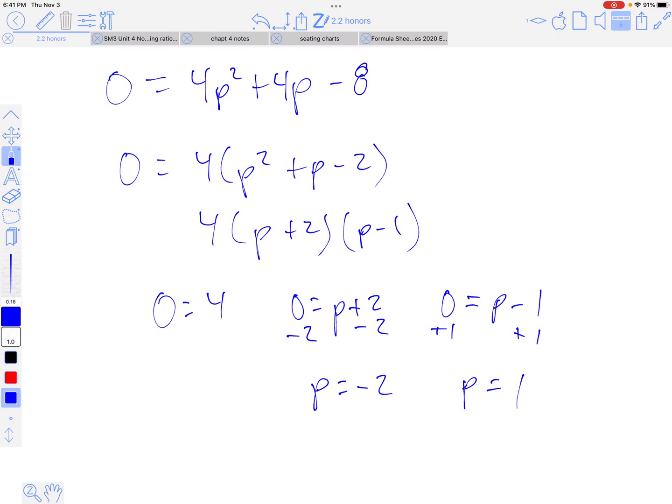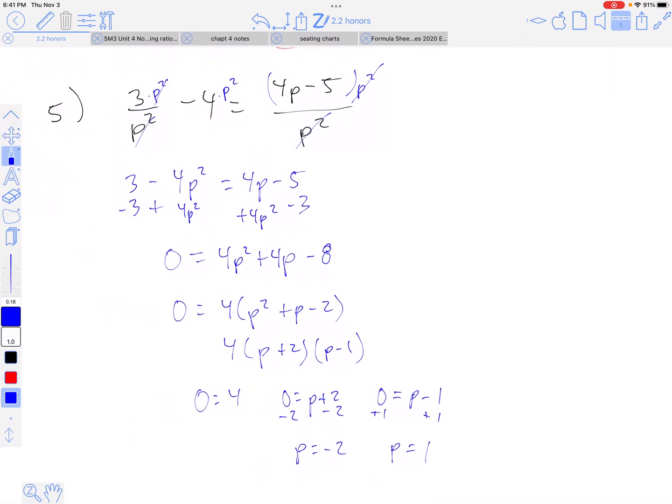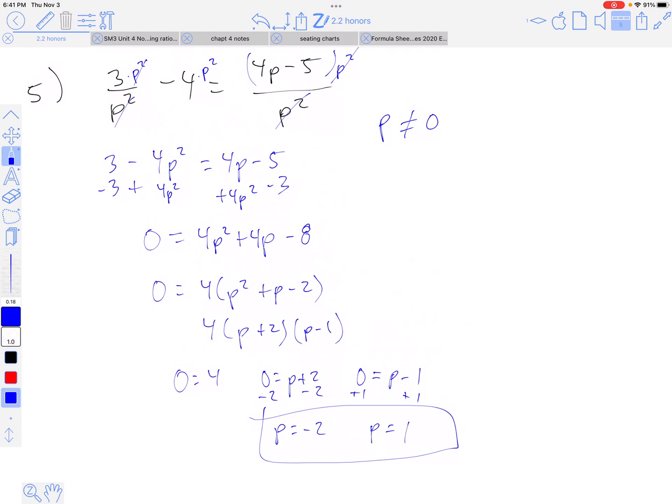And then 0 equals 4 is not a solution because it doesn't have any of those p's. Now remember, find your excluded value, which happens to be 0, so we're good on both. Remember, if your excluded value ever matches the solutions, then there's actually no solution because you can't divide by 0, and some extraneous solutions happened. Alright, so that's the first section.